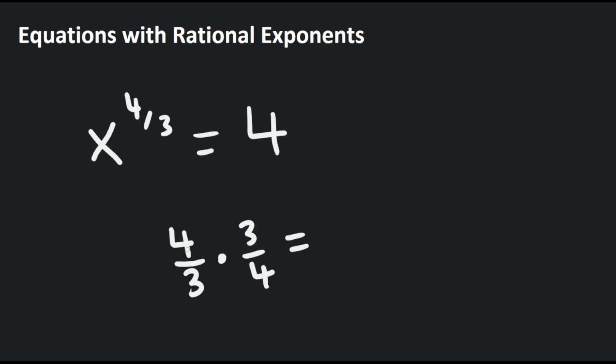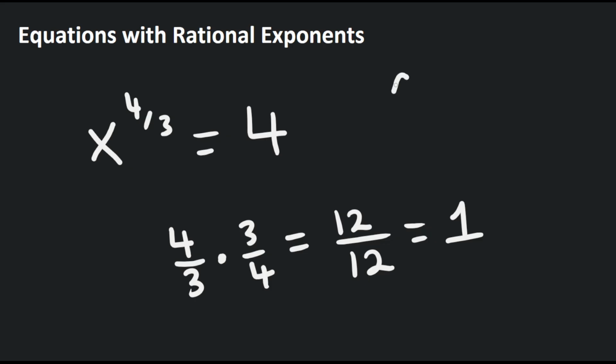And when you multiply 4 over 3 by the reciprocal, what happens? Let's try to evaluate it and see. You have 4 times 3 in the numerator, that's 12. And you have 3 times 4 in the denominator, that's also 12. And 12 over 12 equals 1. So the important thing here is any fraction multiplied by its reciprocal equals 1.